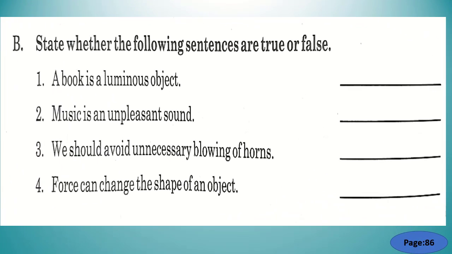Let's see part B on page number 86. Part B: state whether the following sentences are true or false. See the first one: a book is a luminous object. No, a book is a non-luminous object. So it's false. Now see number 2: music is an unpleasant sound. Music is a pleasant sound. So it's false. Now see number 3: we should avoid unnecessary blowing of horns. It's true. And number 4: force can change the shape of an object. It's true.